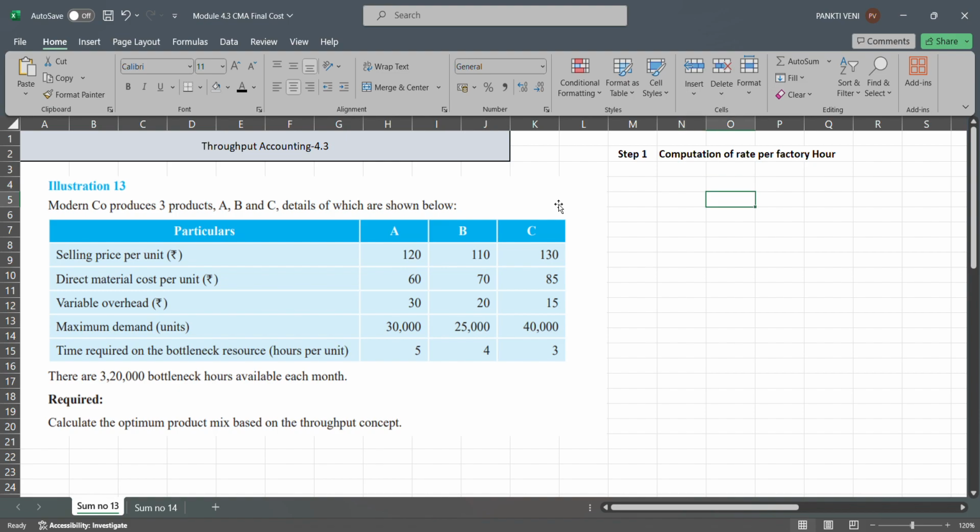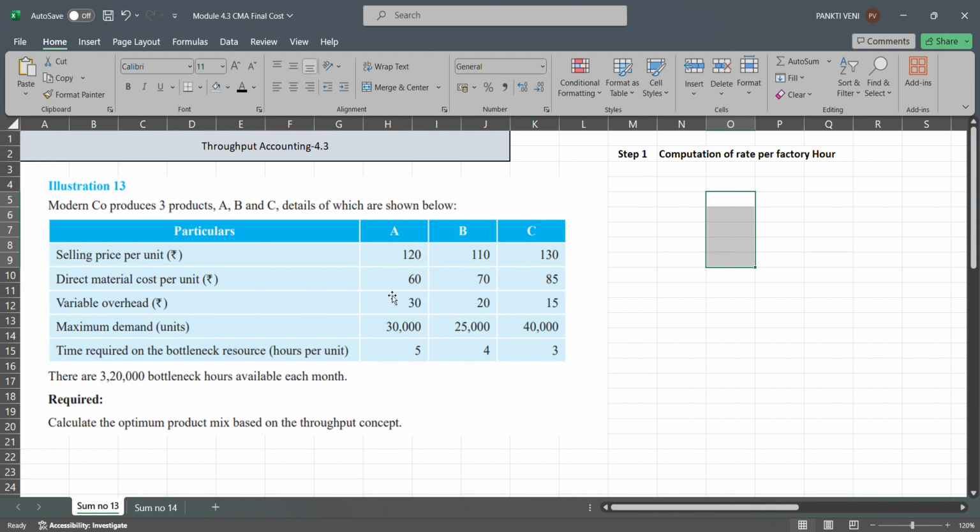If you remember, we have a universal statement, that is sales less variable cost, that will give me contribution, less fixed cost, that will give me profit. So this is the universal statement. This statement will help us to solve our numerical problems.